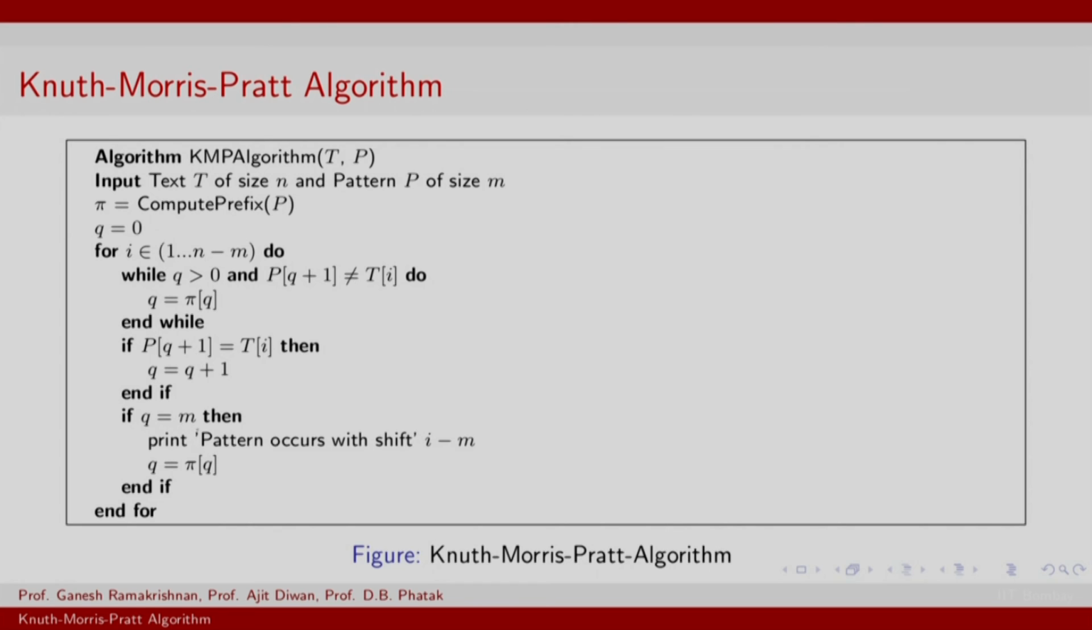If Q lands up being M, the end of pattern P, you have actually got a shift at I minus M where there is a pattern match. At this point you set Q to pi Q. So the skip of M minus pi of M is actually happening here.